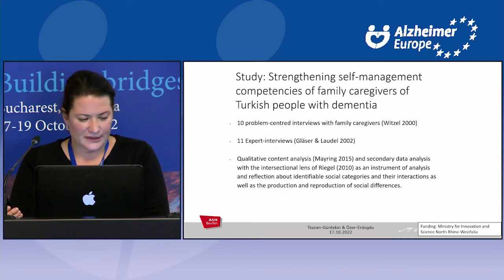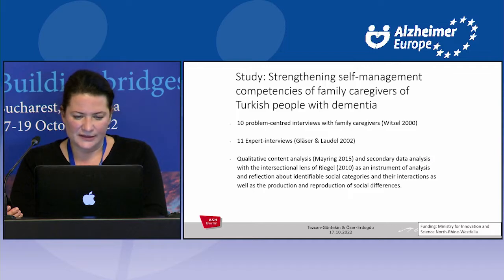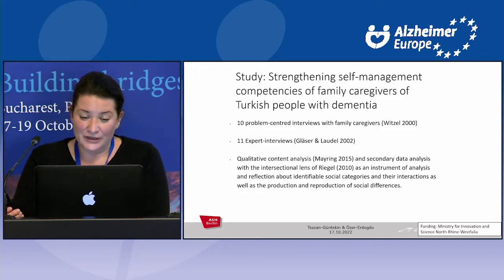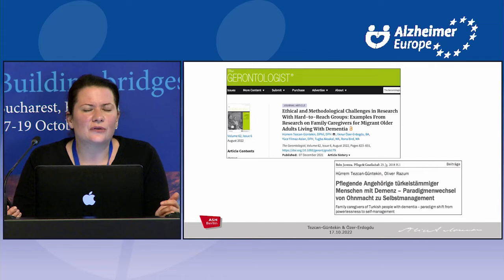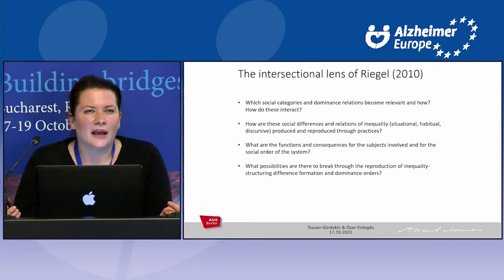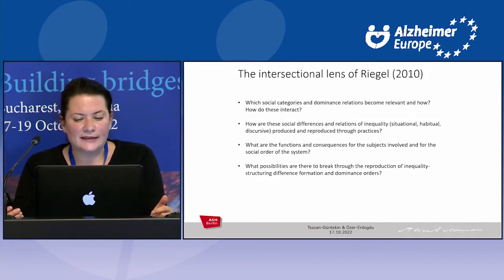So I will skip this. You can read, if you want, the results of the study in these publications. This first one is very interesting because it's about ethical and methodological challenges while doing research with this group. And I skip to the intersectional lens. Sorry. Here you can see the publications. The intersectional lens of Riegel brings us to ask the data a few questions. And you can see the questions here.